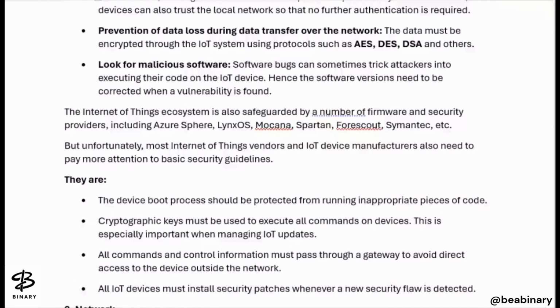Most Internet of Things vendors and IoT device manufacturers also need to pay more attention to basic security guidelines. Security is a major challenge in IoT, big data and the internet. Security providers exist, and different protocols for how we will encrypt data exist, but what security guidelines do we have to follow? The device boot process should be protected from running inappropriate pieces of code, where we will repeatedly control software bugs and maintain the software.